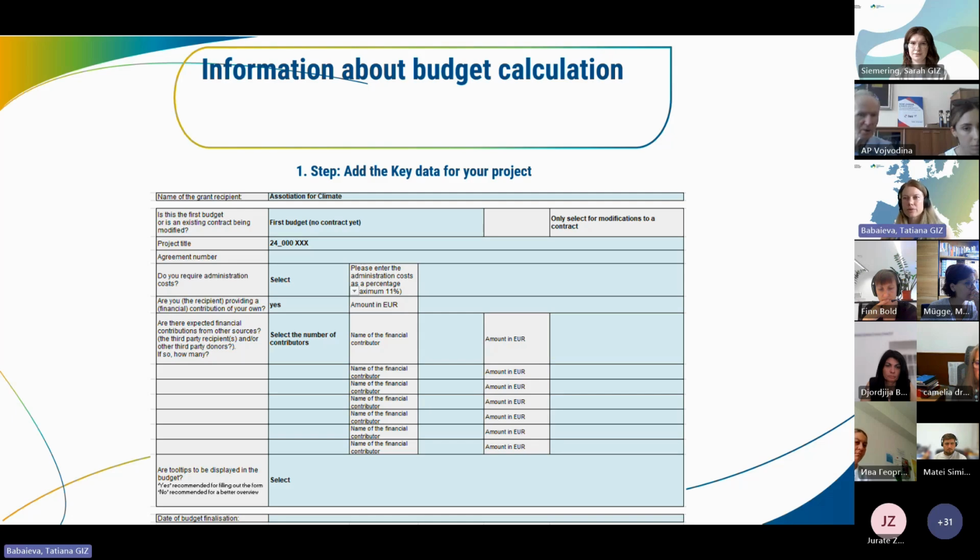To simplify the process, we divided the drafting procedure into 6 steps. First, you need to enter the key data for your project in the key data sheet. This includes the project name and the project title, information about administration costs, a financial contribution of your own funds, and third-party contributions to third-party recipients and/or third-party donors. Additionally, below you have the options to display tooltips, which are helpful during the preparation of the budget.